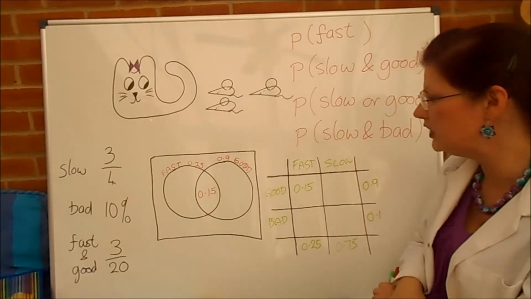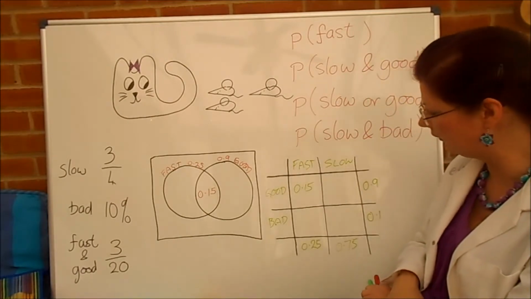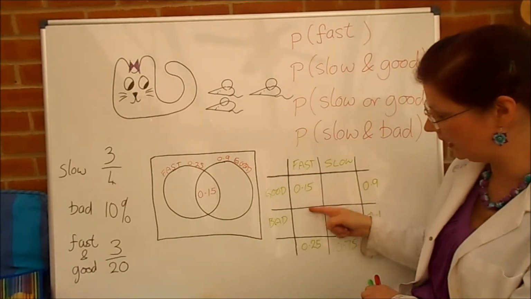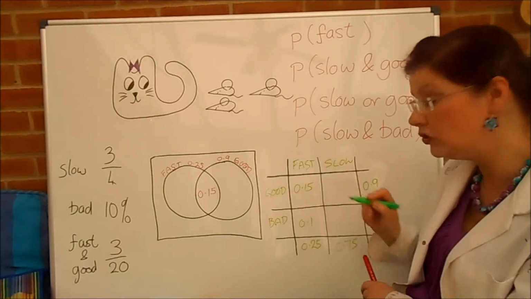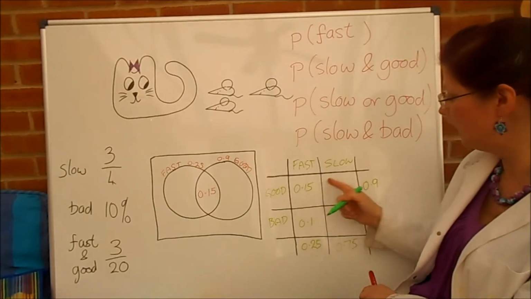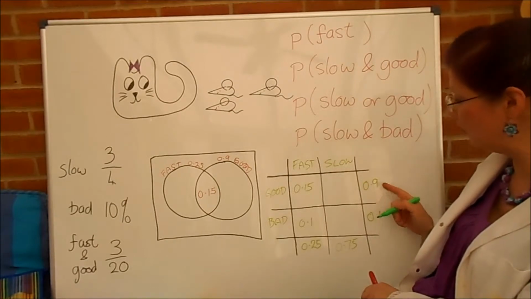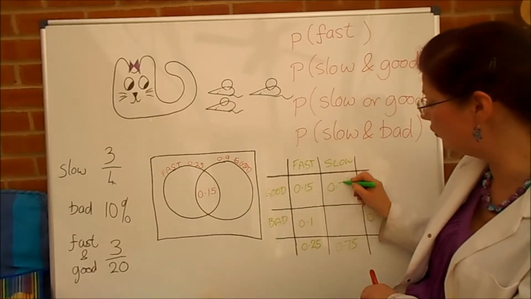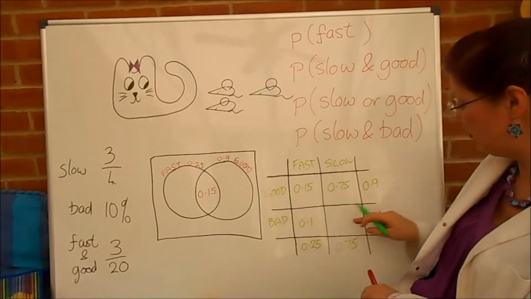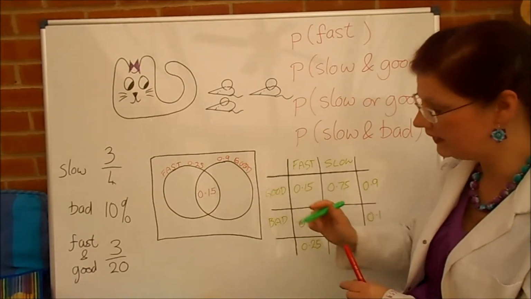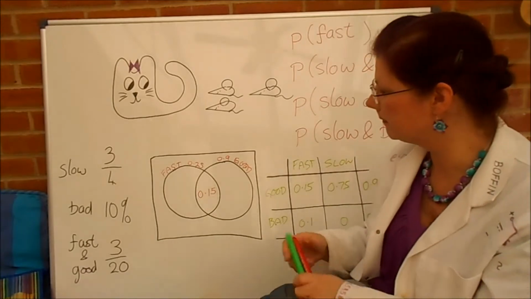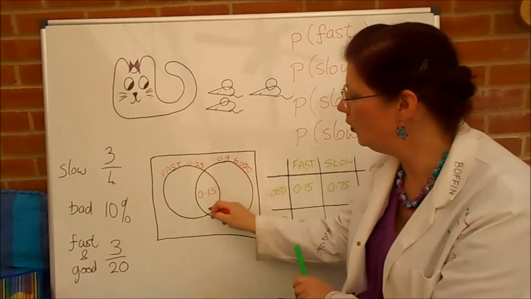So with that information in place, we can sort out all the rest. If this is 0.15 and it has to add up to 0.25, then clearly that bit is 0.1. That's 0.15, it has to add up to 0.9, then clearly that bit is 0.75, which means that this bit must be 0.